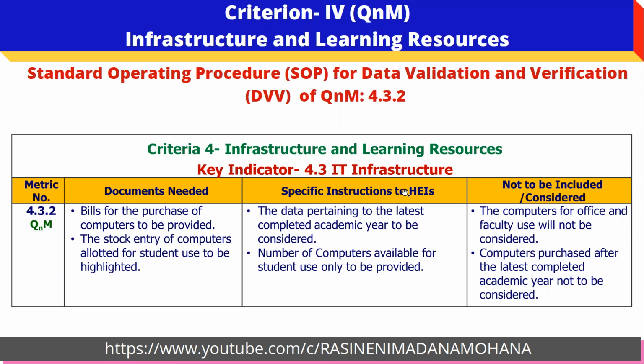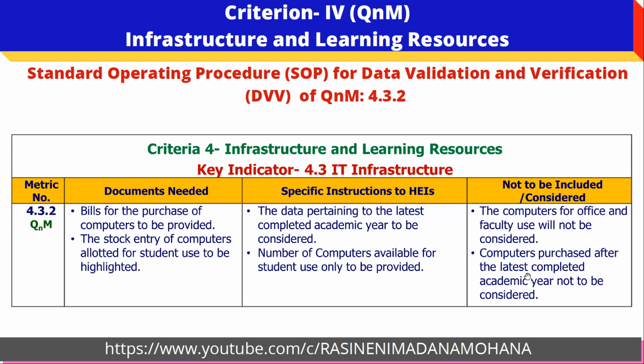Then the specific instructions to be followed. The data pertaining to the latest completed academic year is to be considered. Only the number of computers available for student use is to be considered. That means, for the latest completed academic year, from inception till date, whatever computers are available for student usage, you can include all of them, and the latest year's bills, whatever you purchased. Then what is not to be included or considered: the computers for office and faculty use will not be considered.